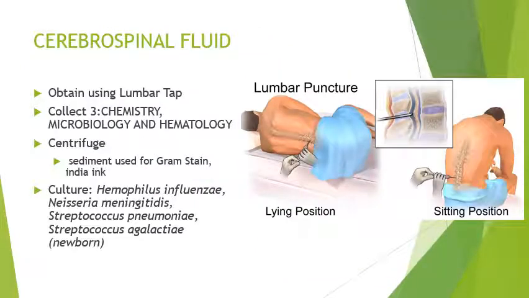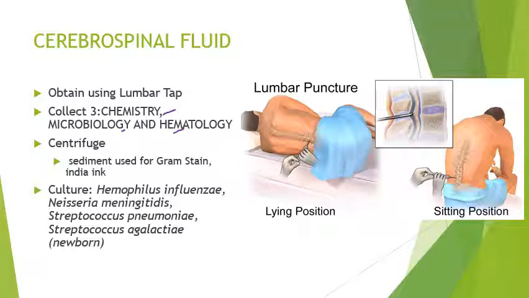Next would be cerebrospinal fluid. For the cerebrospinal fluid, we obtain it using a lumbar tap. This is the most difficult sample to obtain for bacteriology. With CSF, the pathologist or the doctor collects 3 bottles: one for chemistry, one for microbiology, and one for hematology. The first collected is for chemistry, the second for microbiology, and the third for hematology.